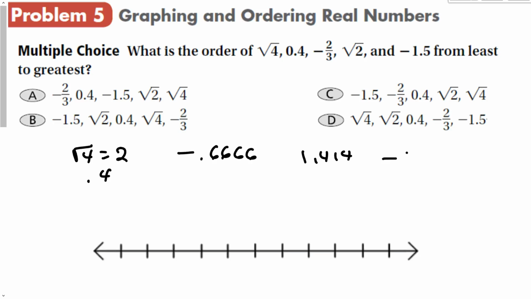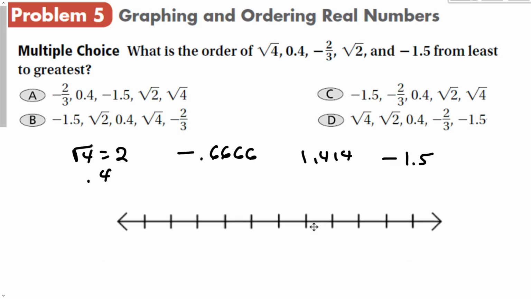And negative 1.5. Okay? So I want to order these from least to greatest. Well, let's put some numbers. Let's label our number line right here so I can graph these later. Let's label this negative 3, negative 2, negative 1, 0, 1, 2, 3, 4. Okay? Negative 1.5 is going to be halfway in between negative 1 and negative 2. Okay? And that's going to be my first one.